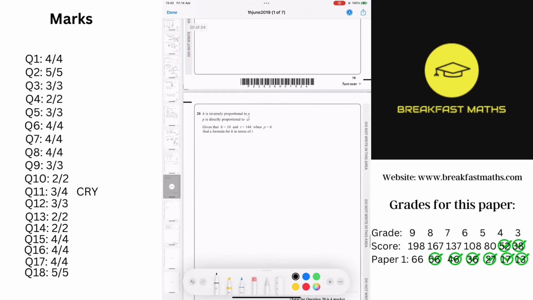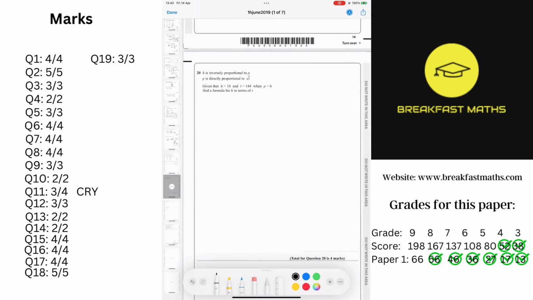Okay, goodness, inverse proportion. So h is inversely proportional to p, and p is directly proportional to root t. So if we were going to write this in terms of this, we could say h is directly proportional to 1 over root t. Given that h is 10 and t is 144, when p is 6, find h in terms of this.